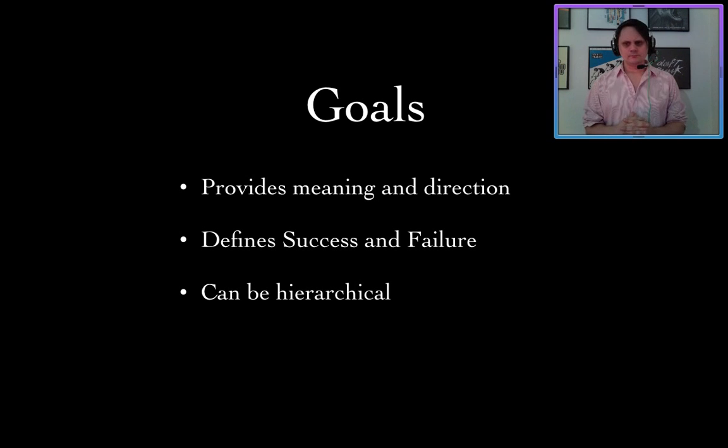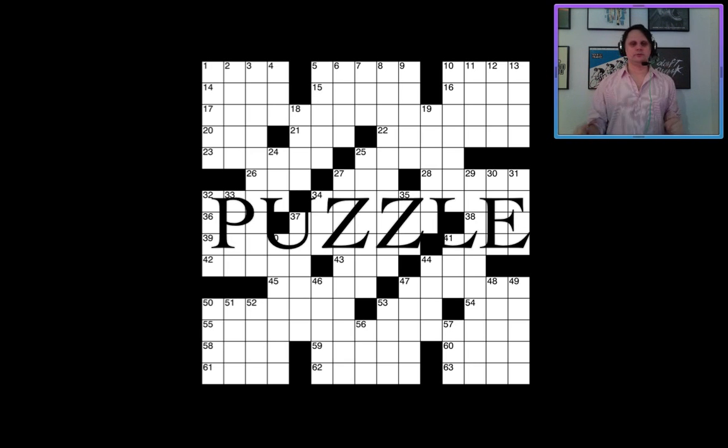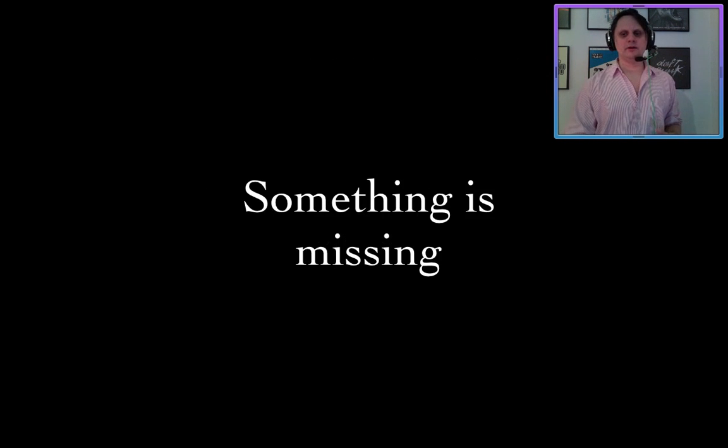So what happens when we put together goals and mechanics? We get a puzzle, right? A puzzle is something you can solve using your mechanics in order to achieve the goal, basically. A crossword puzzle would be the obvious one. You type in letters and you put it together. That's a puzzle. It's a very basic thing. However, something is missing from a puzzle.